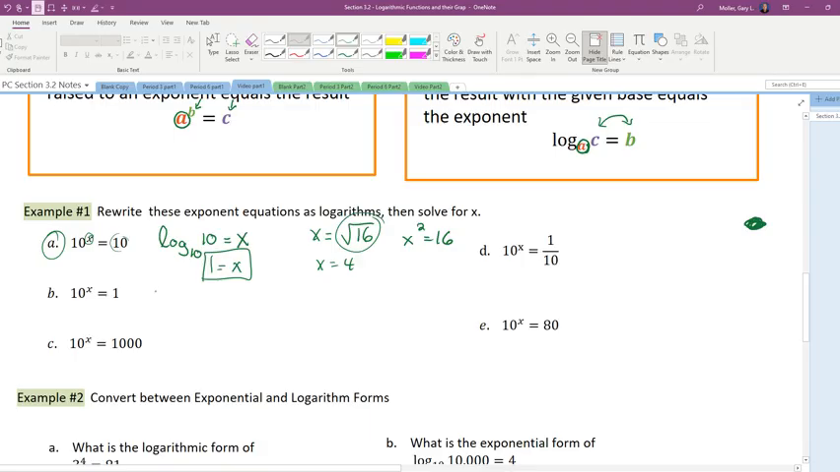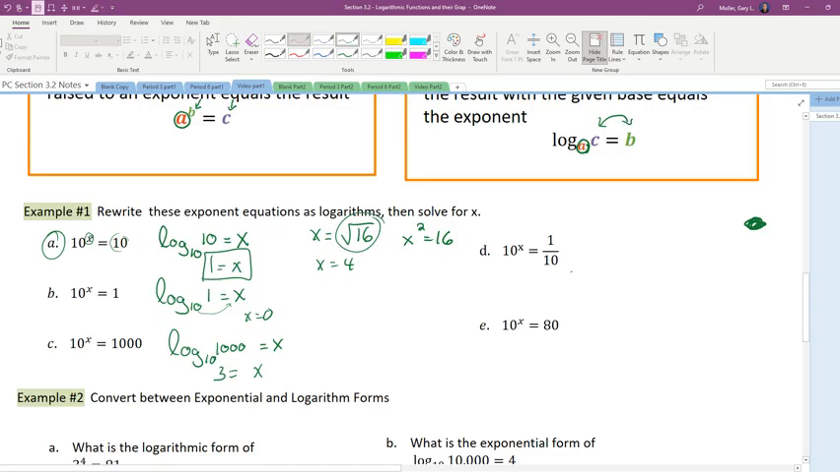So 10 to the x equals 1. If I'm going to rewrite that, it's going to be log base 10 of 1 equals x. And what is the answer to that question? Again, this will be more familiar pretty soon. But in order to answer this question, I'm really going to think about the original question. 10 to what power is 1? That's what this is asking. And the answer would be 0, just like we did a second ago. This is going to be log base 10 of 1,000 equals x. And then log base 10 of 1,000 is 3. Why? Because 10 cubed is 1,000.